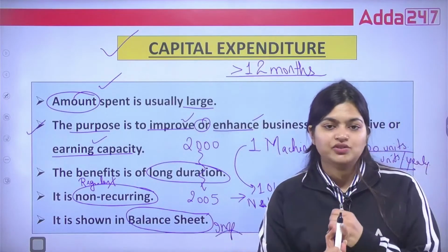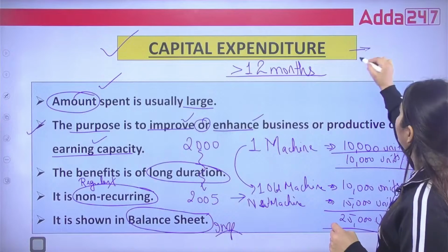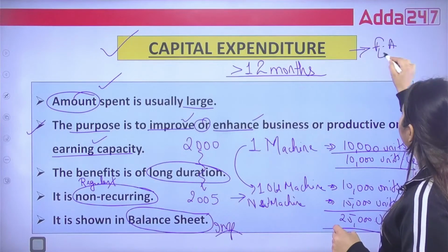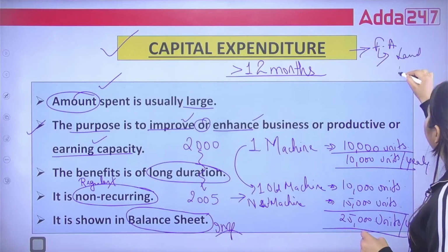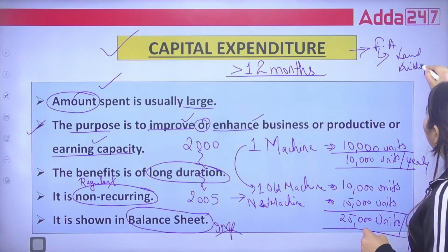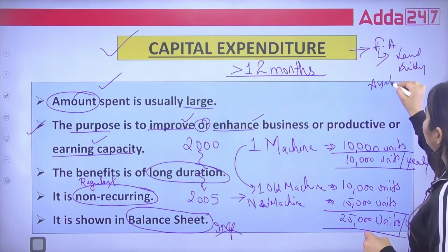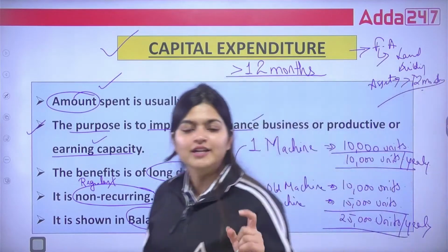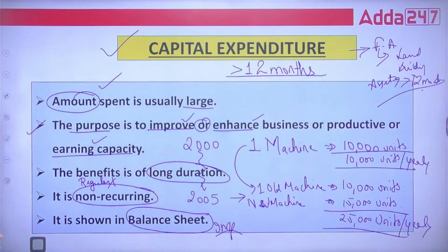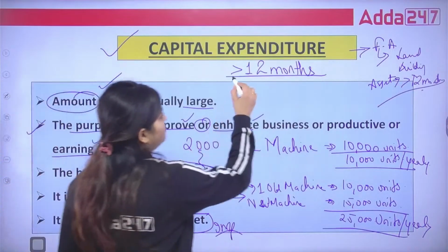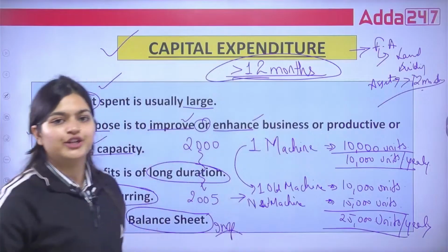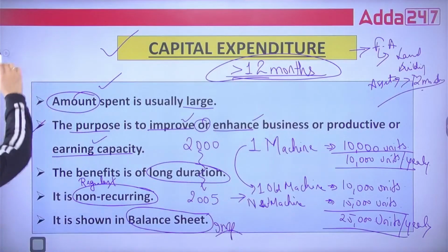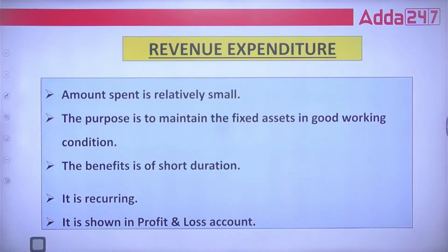All your fixed assets, yes, all your fixed assets like your land, building or any asset which you are going to use for more than 12 months, you are going to show in your what? In your balance sheet. Correct? If the life is more than 12 months, you are going to show it in your balance sheet. Chalo, coming to the next, that is revenue expenditure.